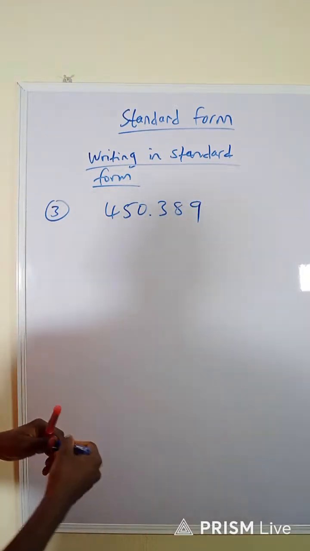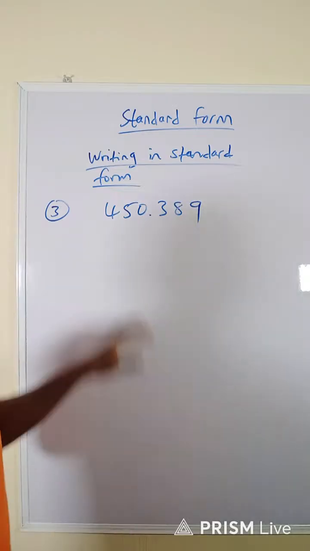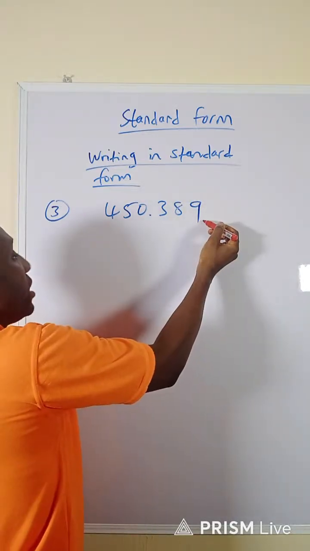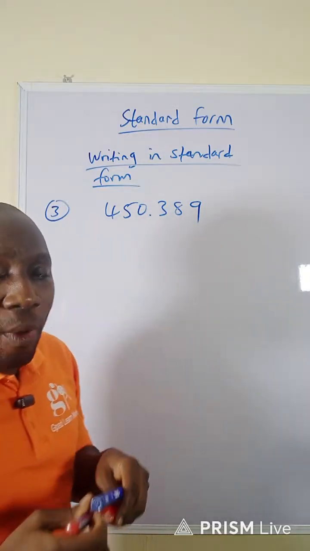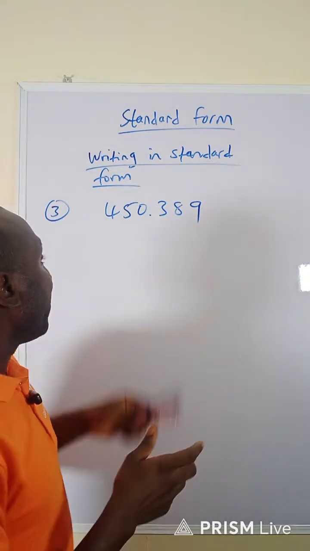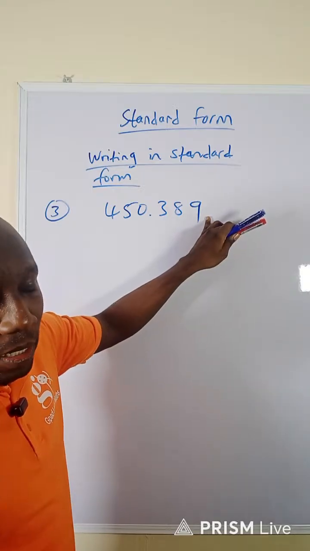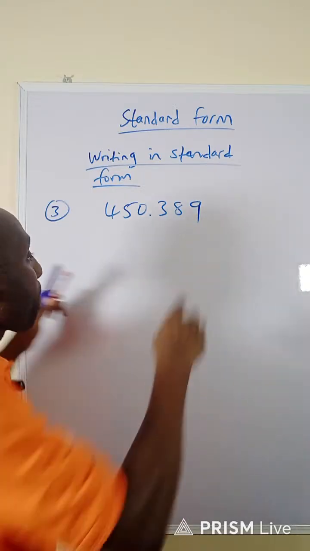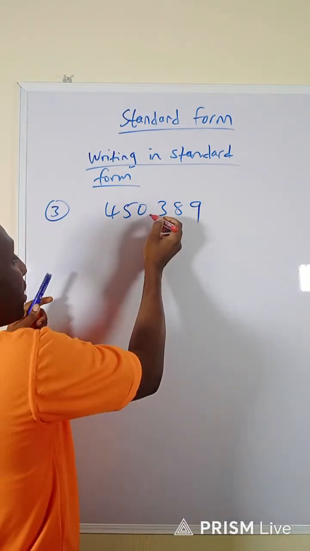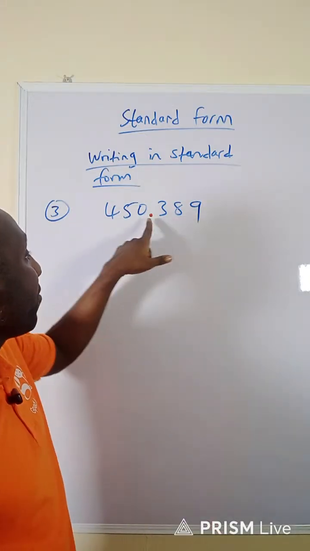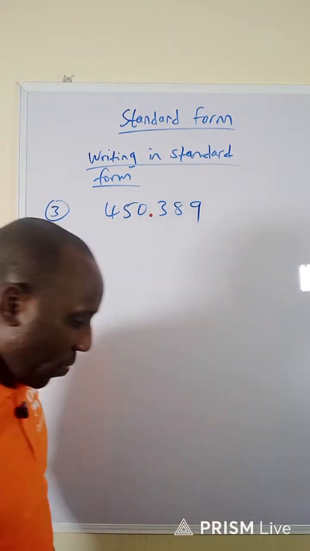450.389. Now look at this. If you're asked to write this in standard form, if you start counting from here, it's already wrong. Like I told you, look for where there's a decimal point. If there's no decimal point, then you go to the last digit, the one that has the least place value, and count from there. Because there's a decimal point right here, if you want to write this in standard form, please do not start from here. Start from where the decimal point is. Am I too fast?